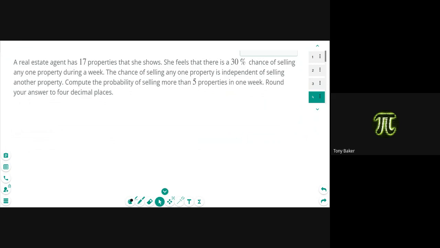So a real estate agent has 17 properties that she shows. She feels that there's a 30% chance of selling any one property during the week. The chance of selling any property is independent of selling another property. Compute the probability of selling more than 5 properties in 1 week. So what are they asking you to do here?